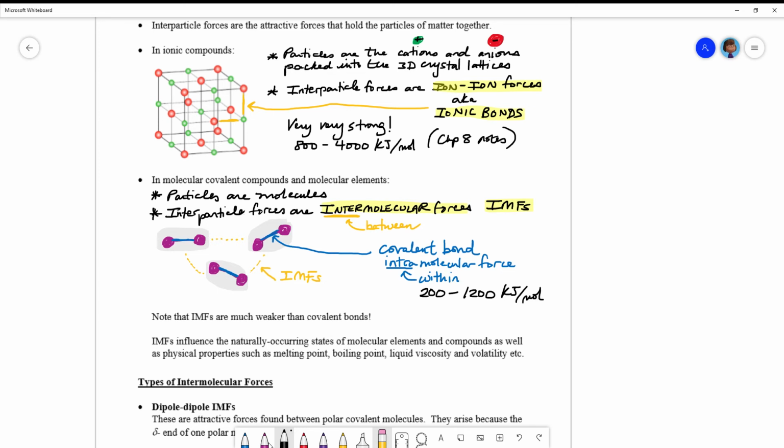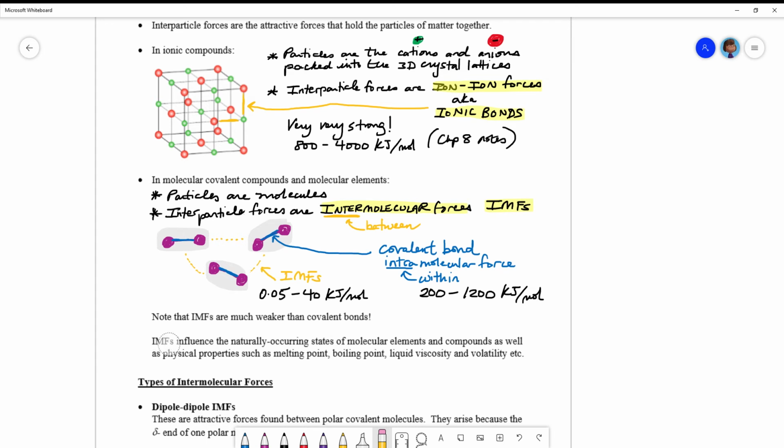But intermolecular forces are considerably weaker than the covalent bonds. They tend to range from about 0.05 up to about 40 kilojoules per mole. And we're going to be talking a lot more about the strength of the intermolecular forces at the end of this particular lecture. Now, why are we so interested in learning about intermolecular forces?